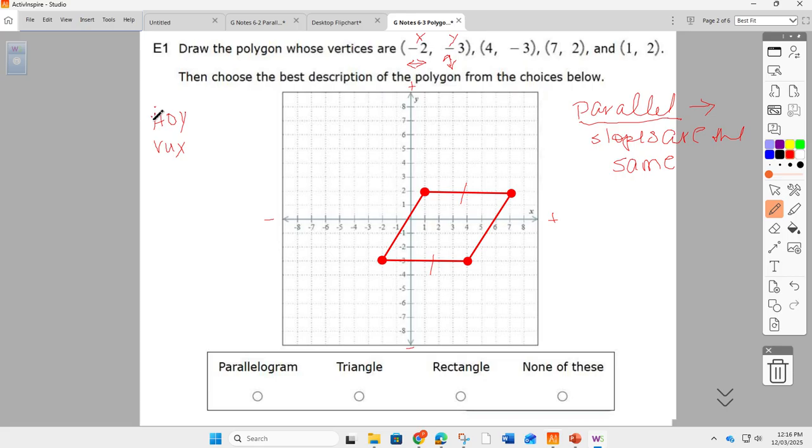So horizontal line. These are 2 points on the same horizontal line, so we know that the slope of this is 0. The slope of this is 0. So both slopes are 0, right? So now we can say that this is parallel to this. So if this side and this side are congruent, and that same side is parallel to that same side, now we know it's a parallelogram.